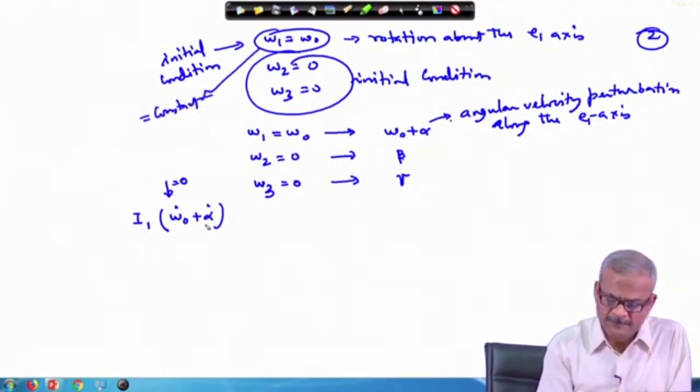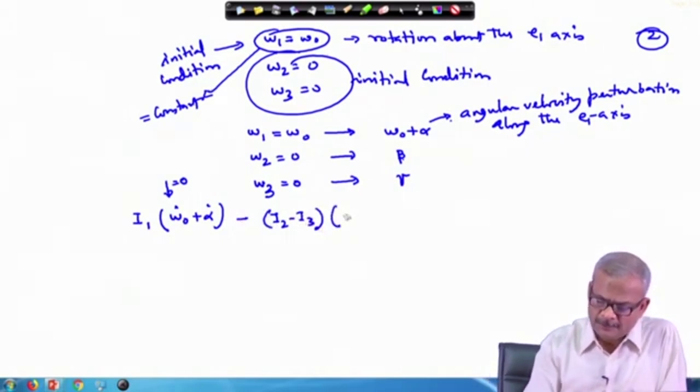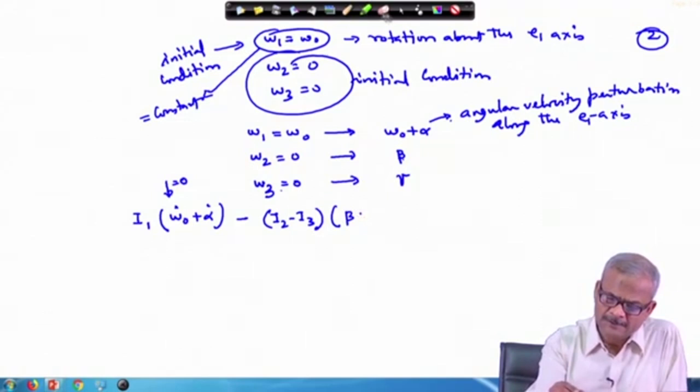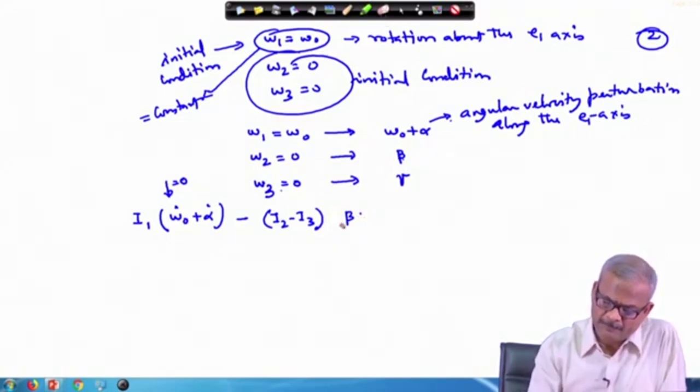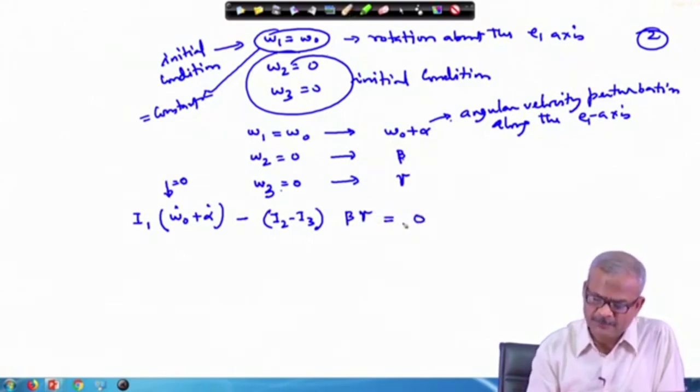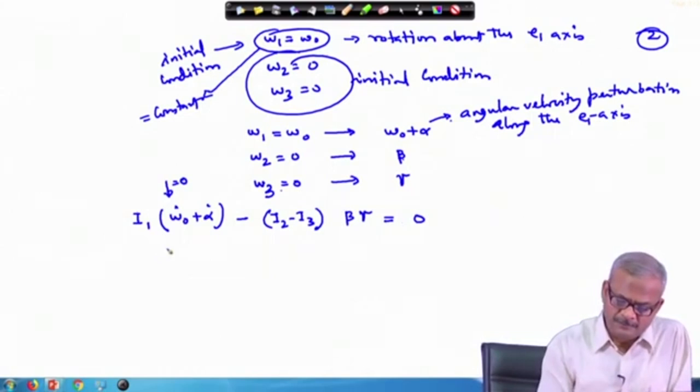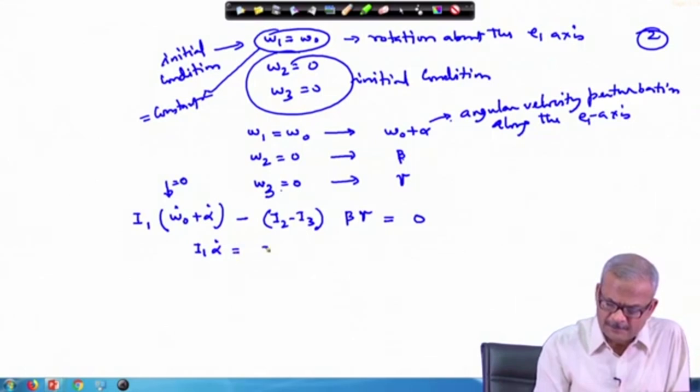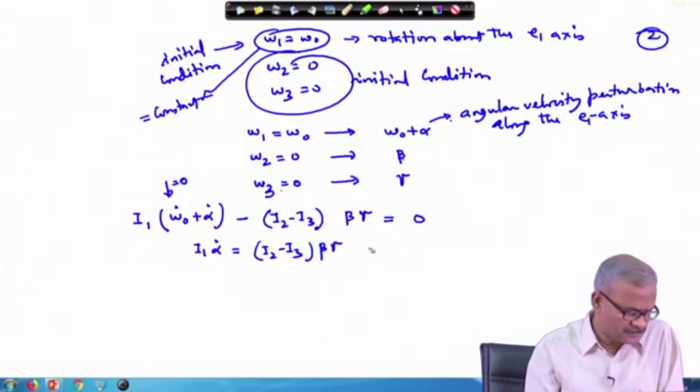So, this quantity will be 0 minus I 2 minus I 3 omega 2 omega 3. Omega 2 was initially 0, it has got perturbed to beta. So, we write here beta, and omega 3 is gamma, and there is no torque acting on the system. So, we make it 0. Okay. We can write this as I 1 times alpha dot equal to I 2 minus I 3 times beta times gamma. This is my equation 1.